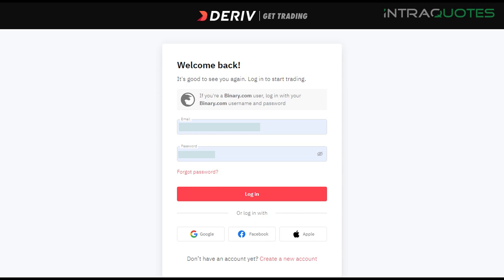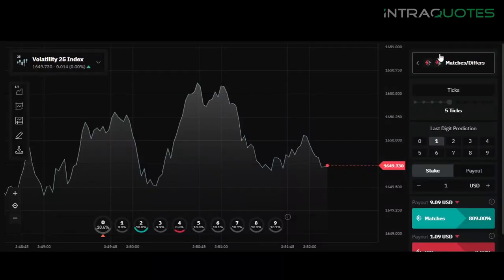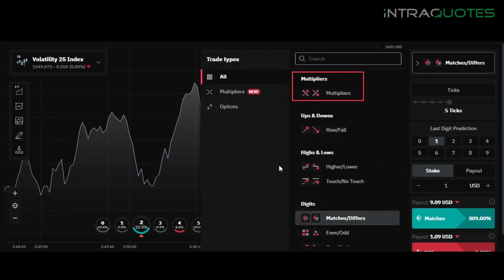First we need to open an account in Deriv. Account opening link is given below in the video description. With the link you can register or log in with your Gmail. We will log in here and go to the main screen. Here we will select Multiplier from the right sidebar option.